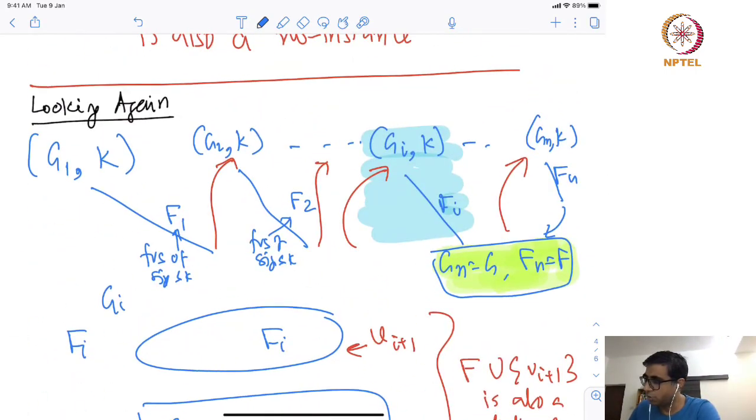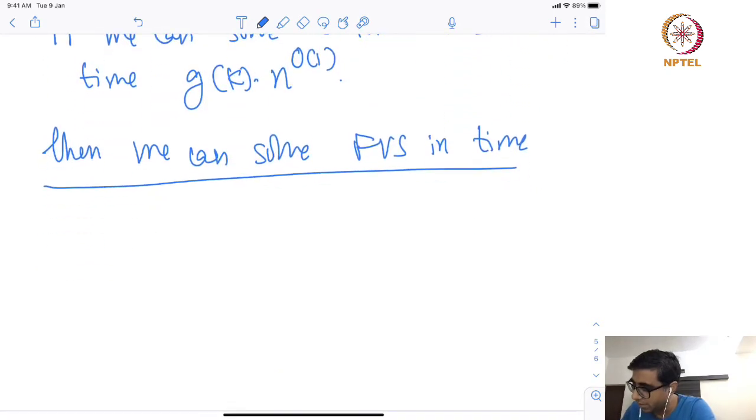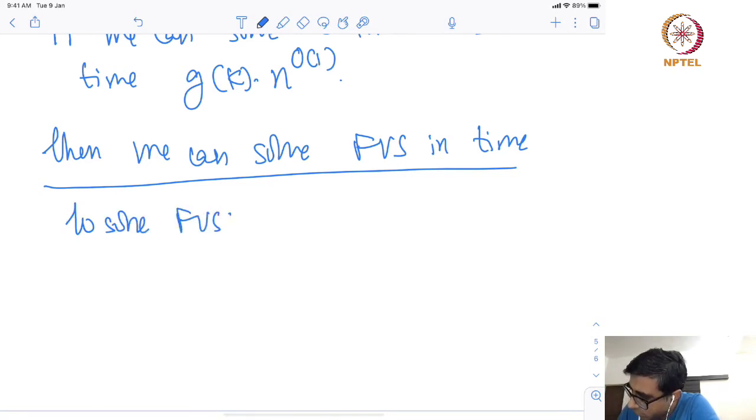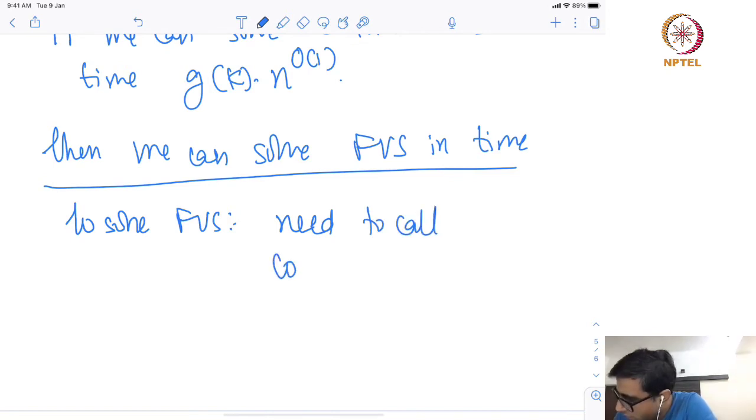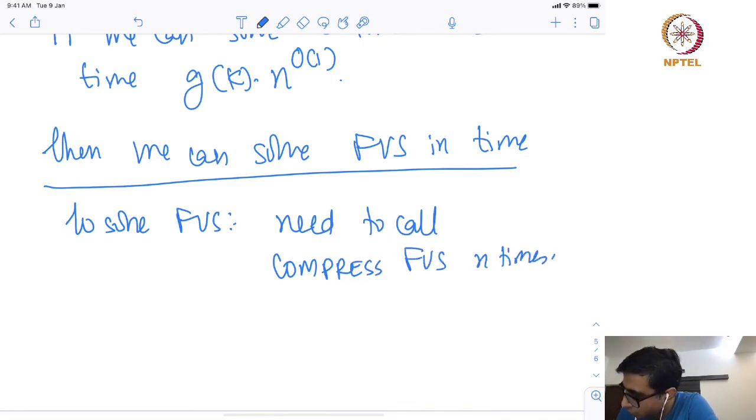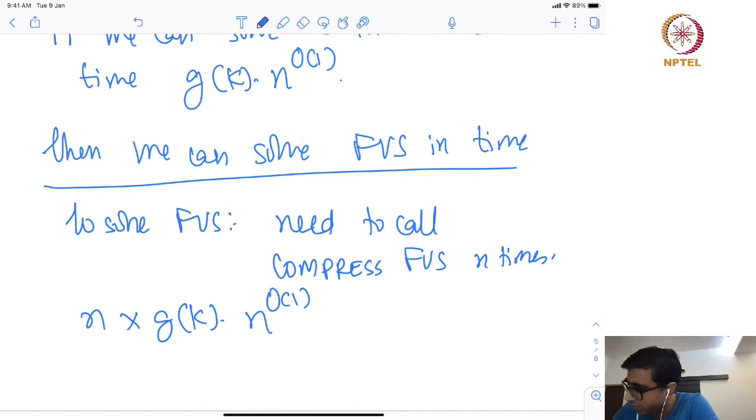Look, we are going to call compress FVS how many times? N times at most. So, to solve FVS, we need to call compress FVS n times. So, the running time is going to be n times g of k n to the power big O of 1. So, for example, which is still g of k n to the power big O of 1.